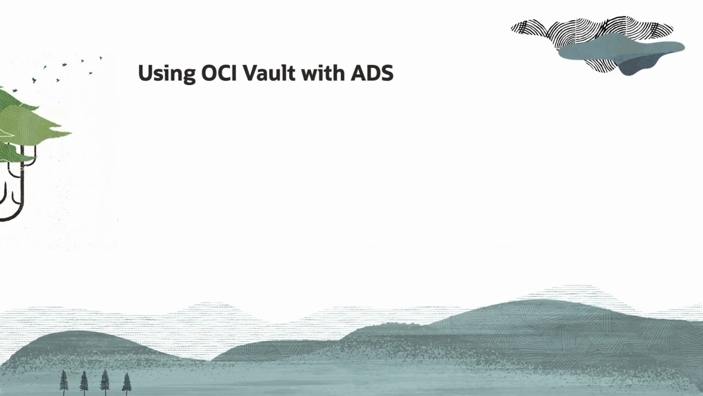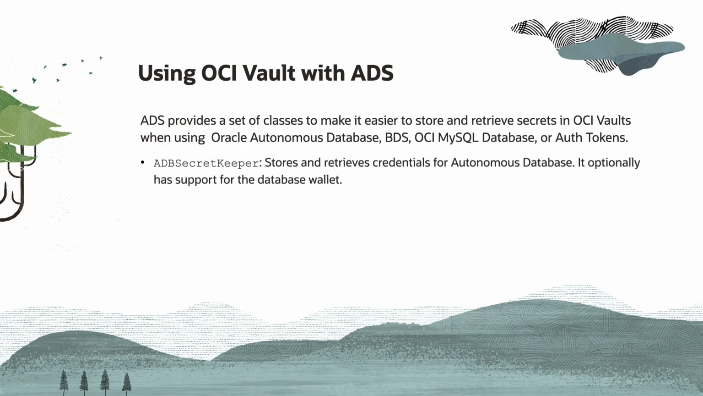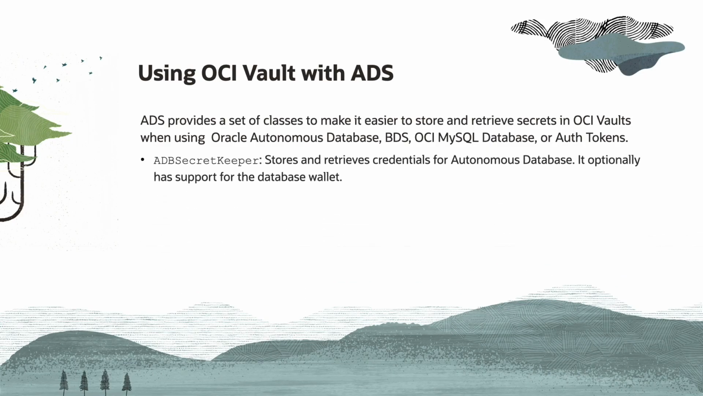Let's take a look at using the ADS SDK to perform some tasks using the OCI Vault. ADS provides a set of classes that make it easier to store and retrieve secrets in OCI Vaults when using the Oracle Autonomous Database, the Big Data Service, OCI MySQL database, or authentication tokens. The ADB Secret Keeper stores and retrieves credentials from the Autonomous Database. It optionally has the ability to store the wallet file.